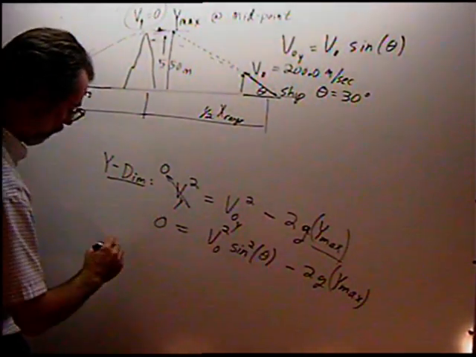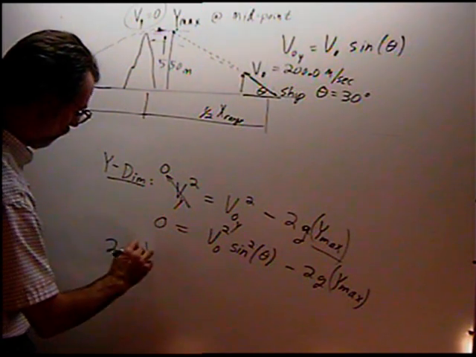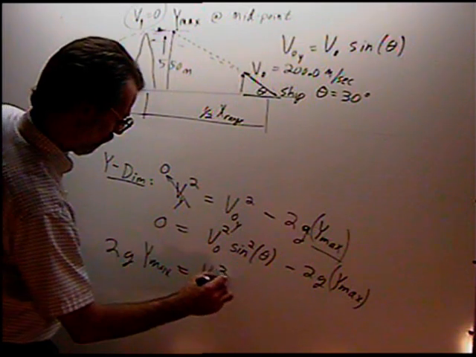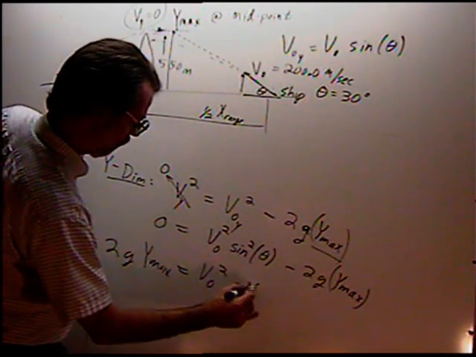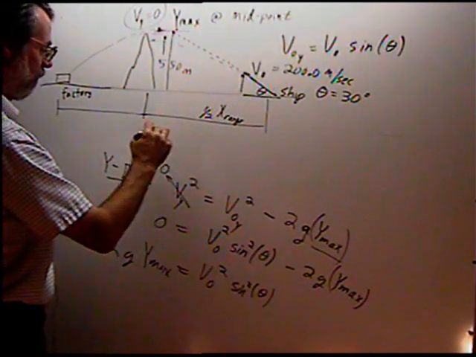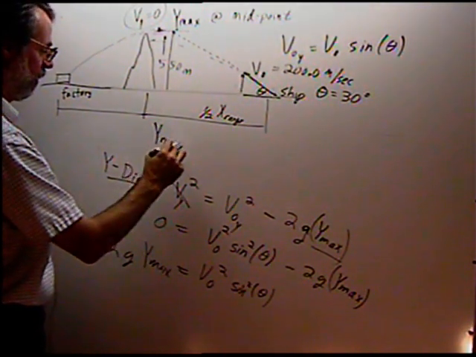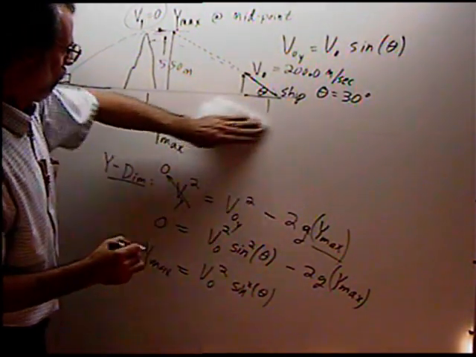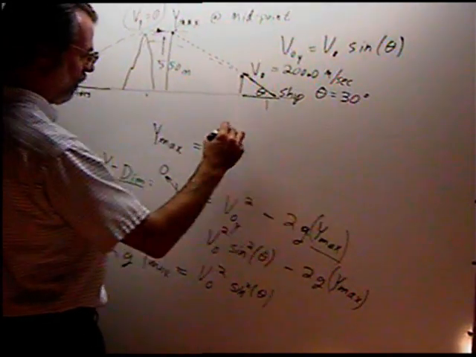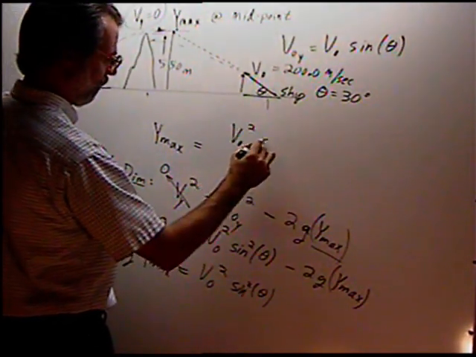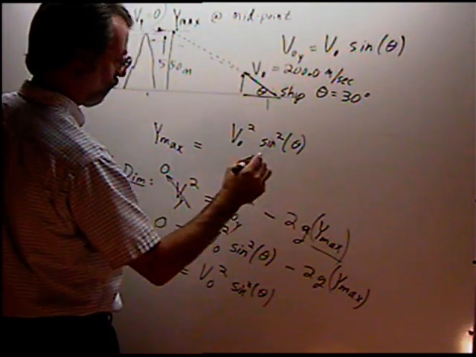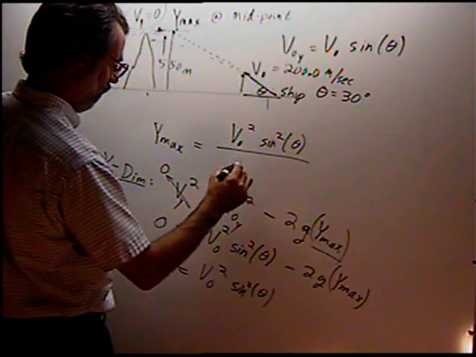And flipping this over here, we get 2g y max equals the initial velocity squared times the sine squared of the angle. And coming up here, if we solve for y max, I'm going to erase this here just to make more room. Y max equals the velocity squared times sine squared of theta, all divided by 2g.